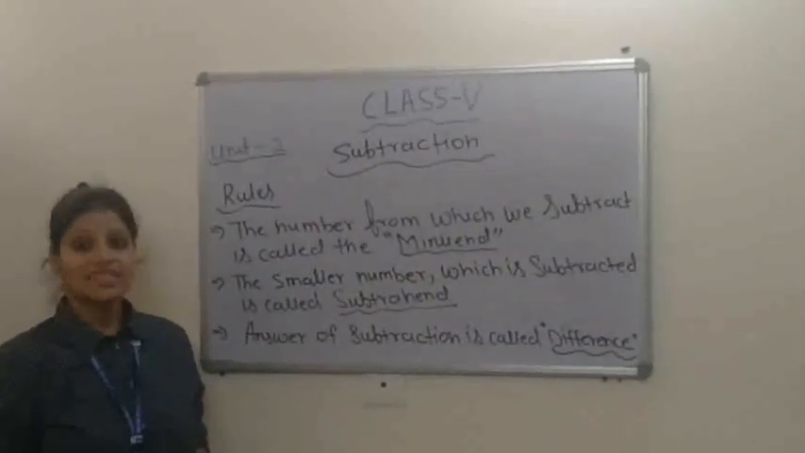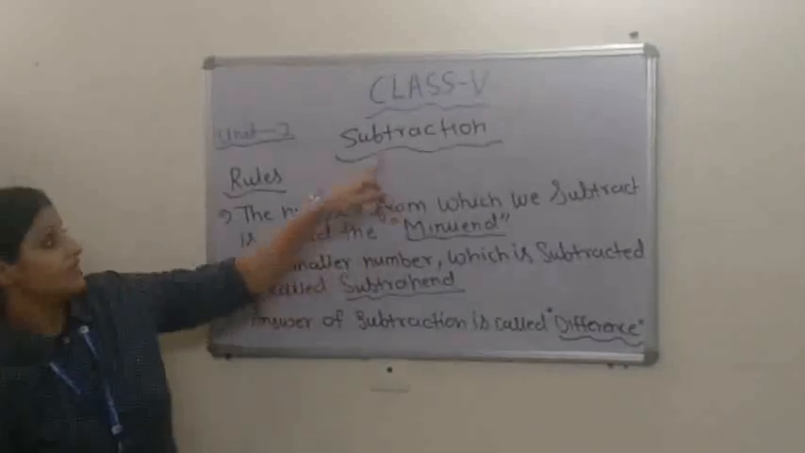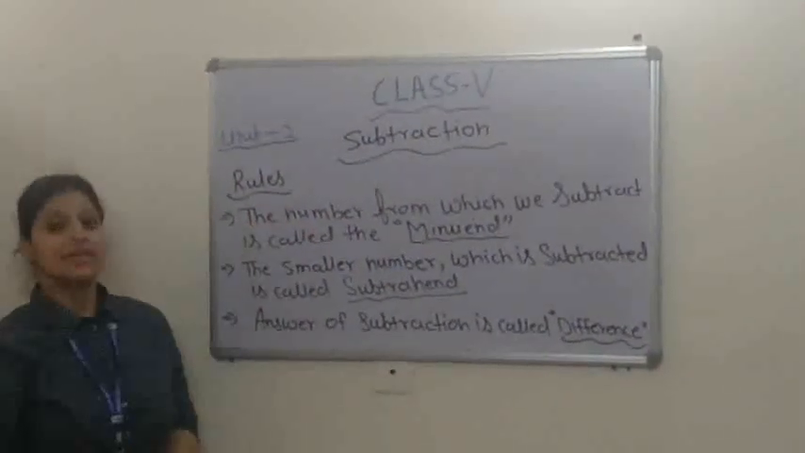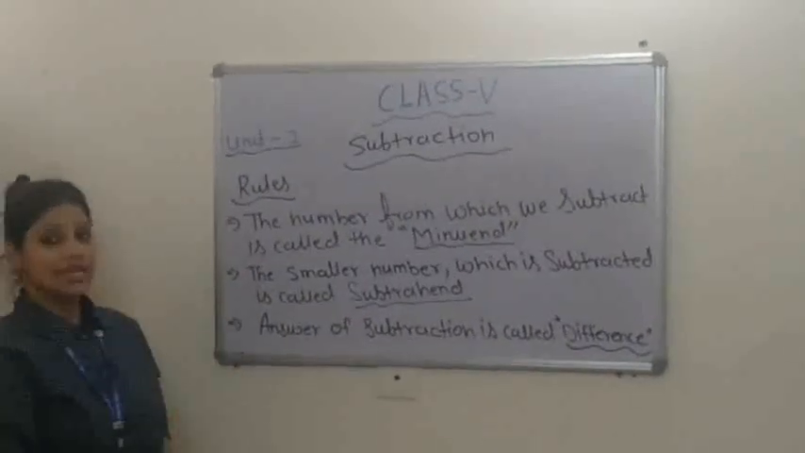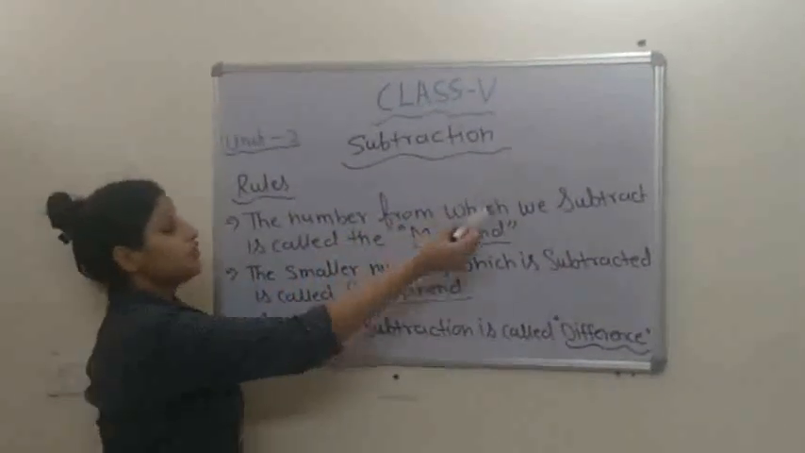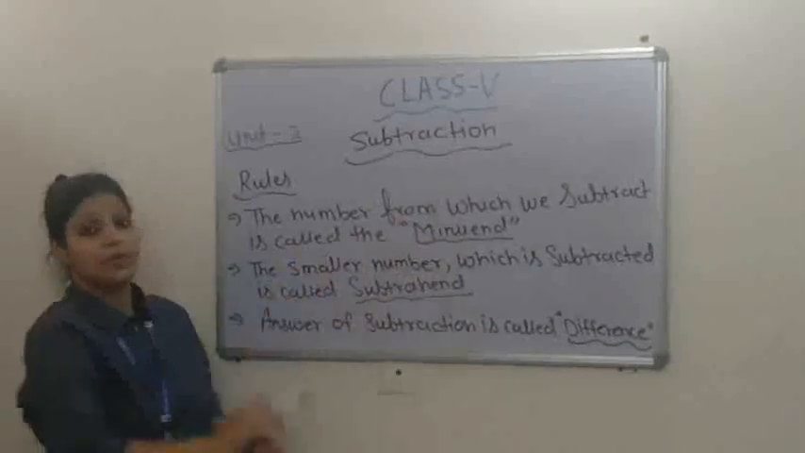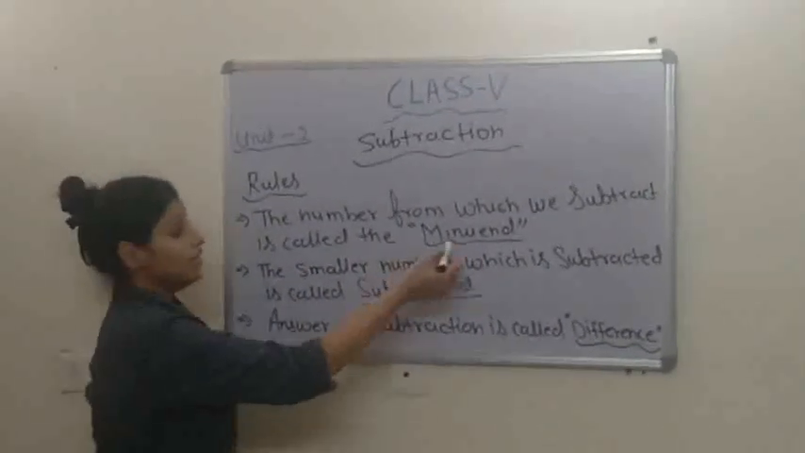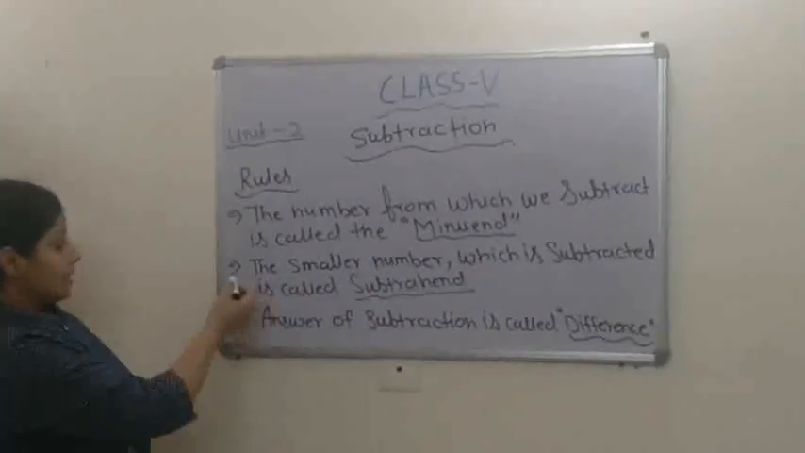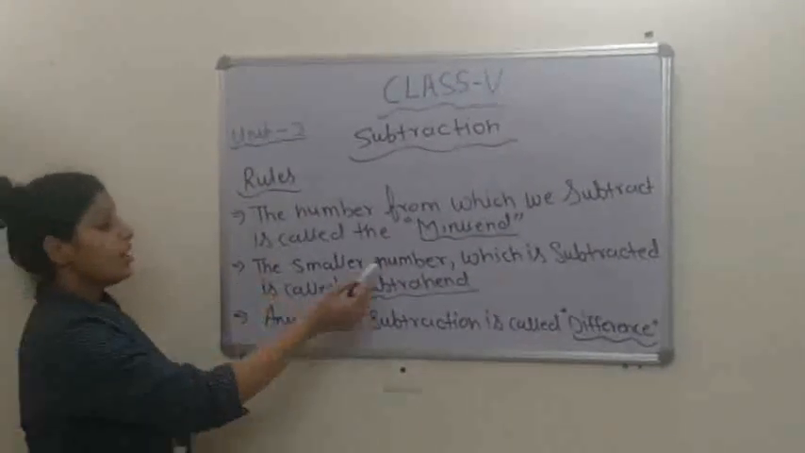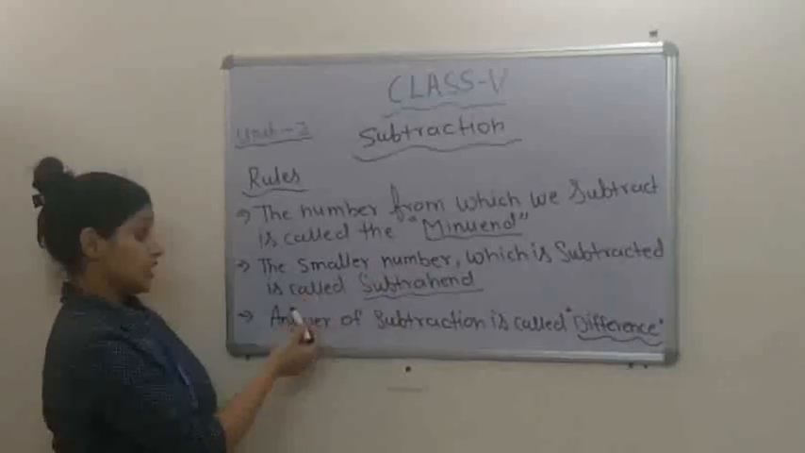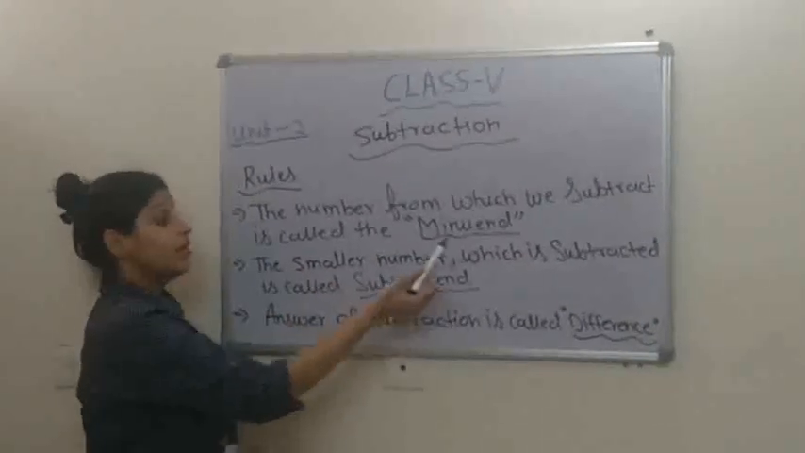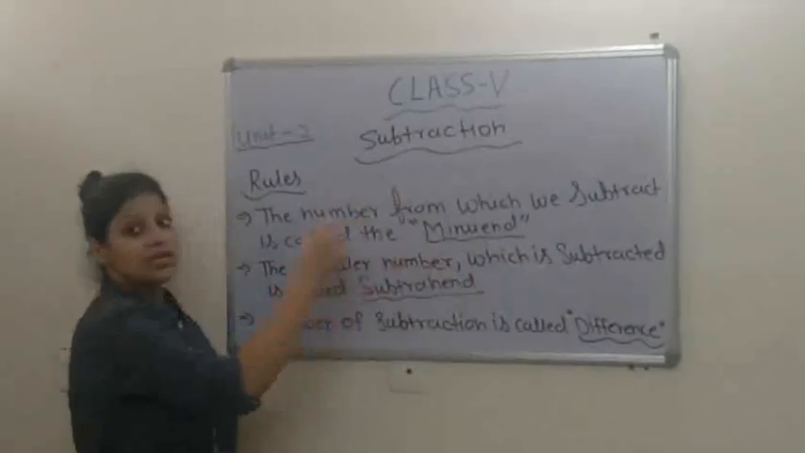Now, after understanding addition, we will start with subtraction. We have a few rules to understand. First rule says, the number from which we subtract is called the minuend. So, the bigger number from which we subtract is called the minuend. Next rule says, the smaller number which is subtracted is called the subtrahend, the smaller number which is subtracted from the bigger number.